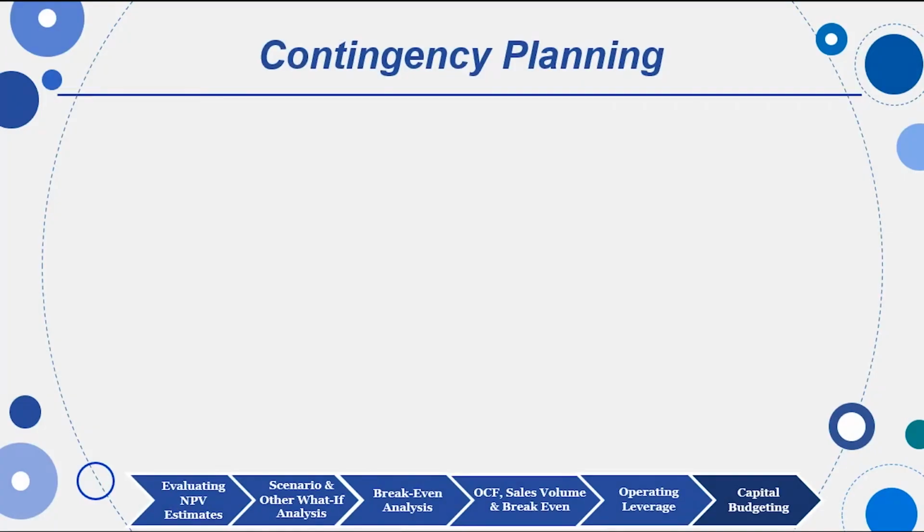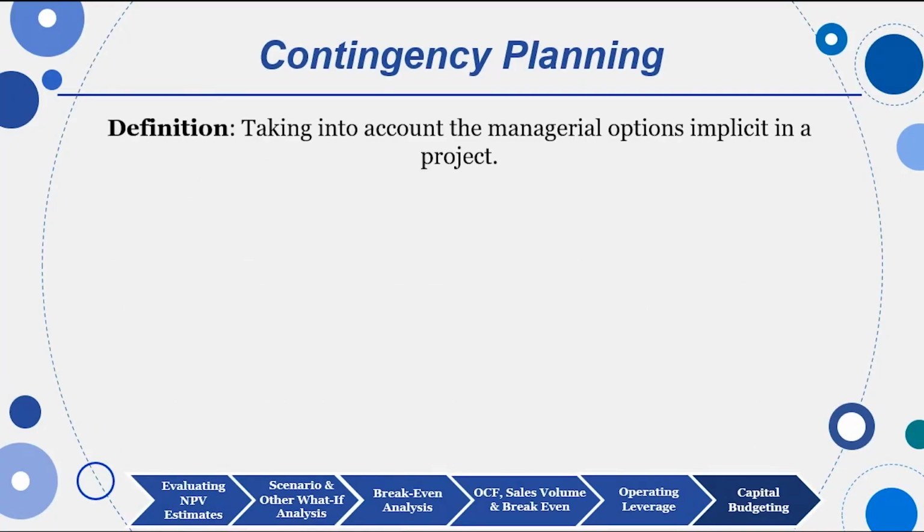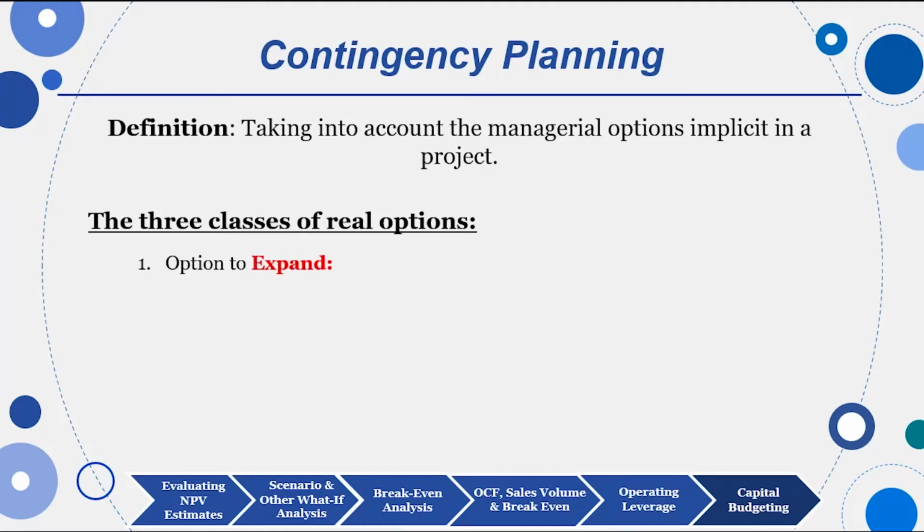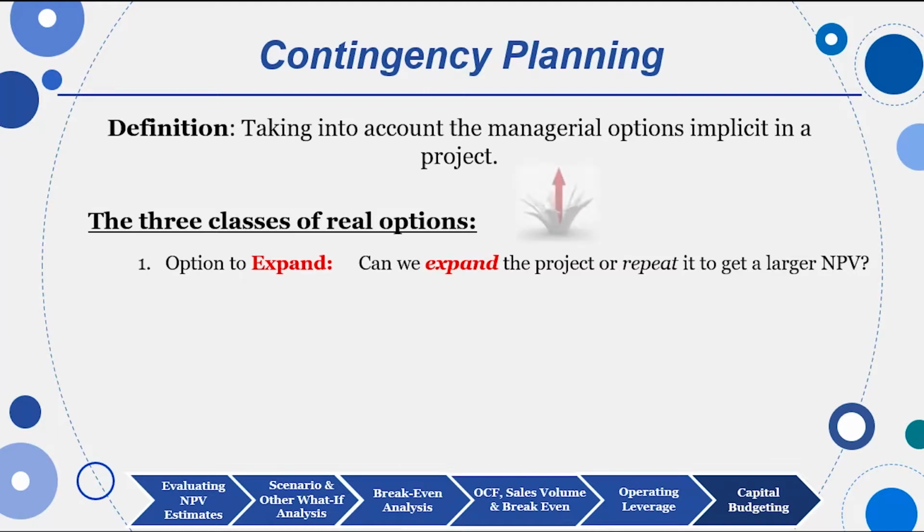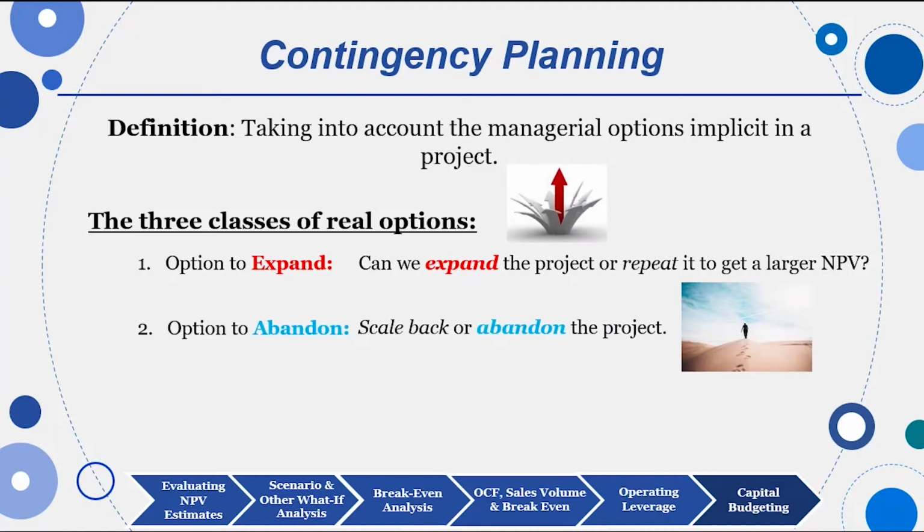So these are some decisions you'll make in the future. You'll look at real options. So you may have an option to expand into, let's say, Paris or Shanghai. Can we expand the project, repeat it, and get a larger NPV? I may have another option to abandon. Should we just not go there, scale back, and abandon the project?